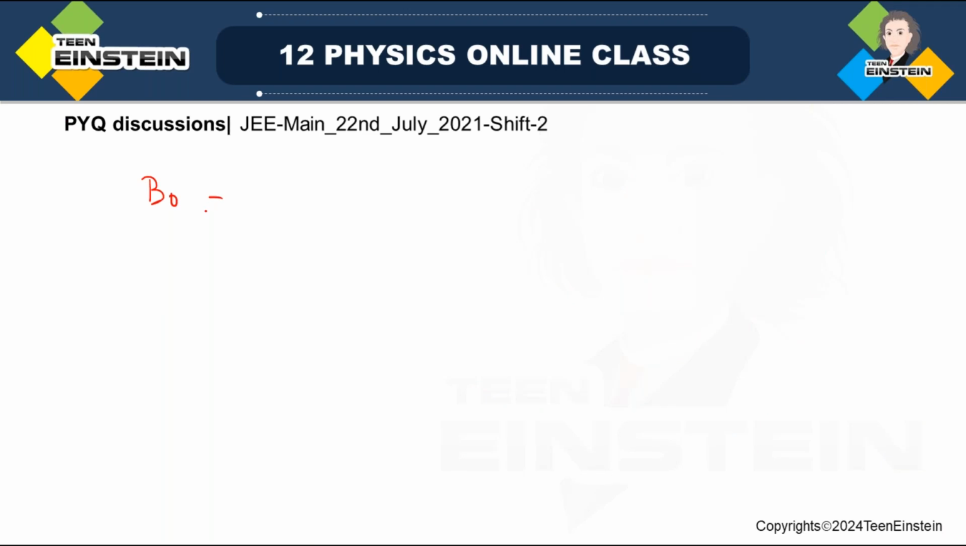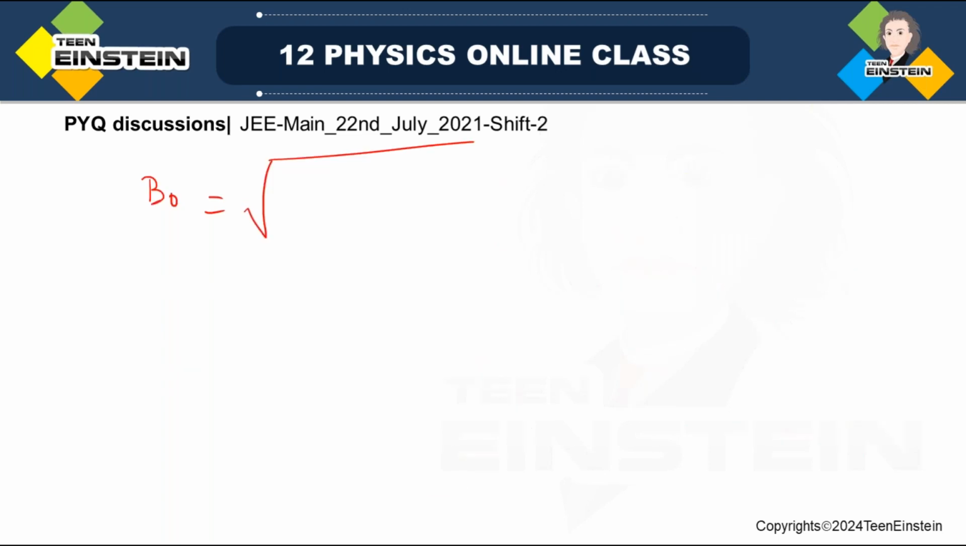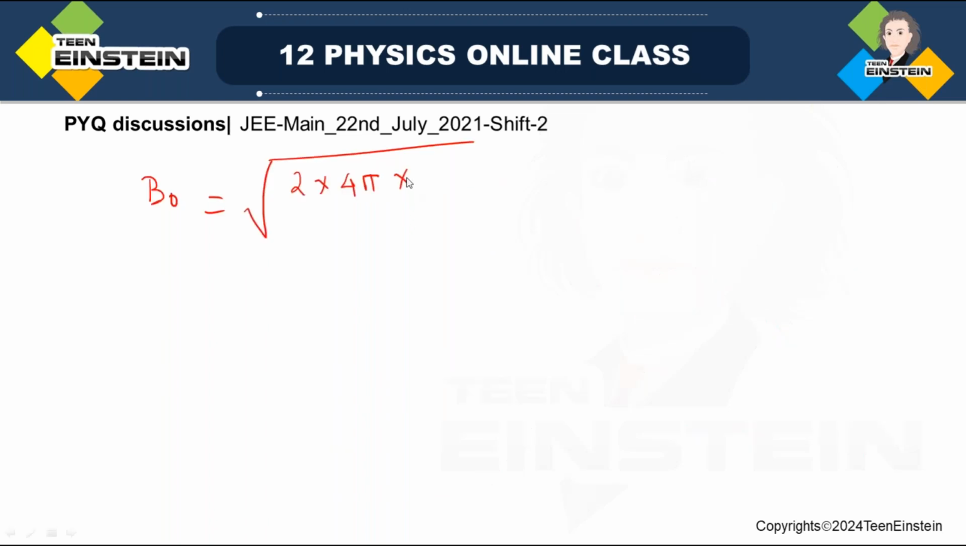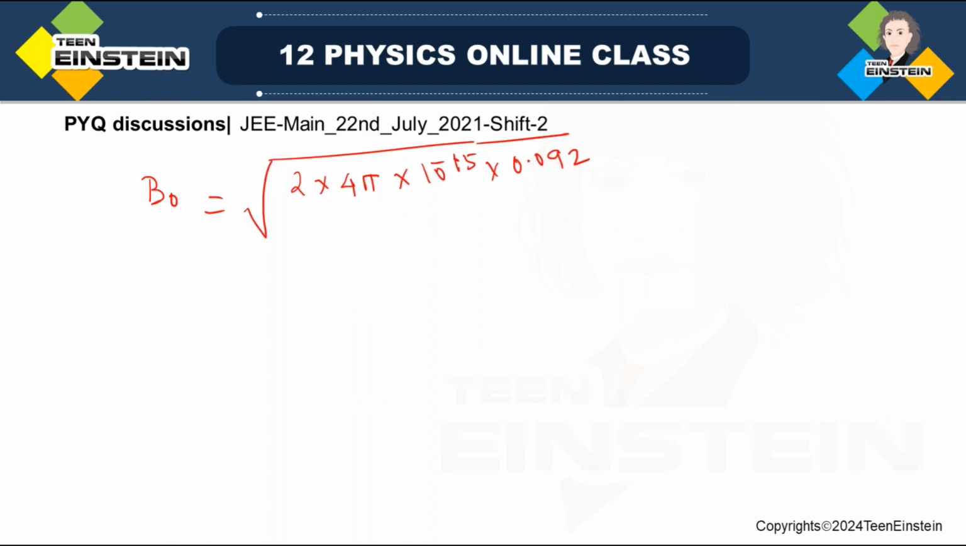So B0 will be equal to square root of 2 into 4 pi into 10 to the power minus 15, into I, which is 0.092, I guess. Yes, 0.092 watt per meter square. And in the denominator, then I have only 3.